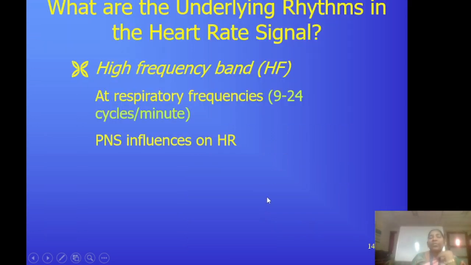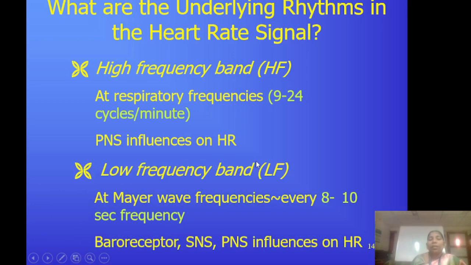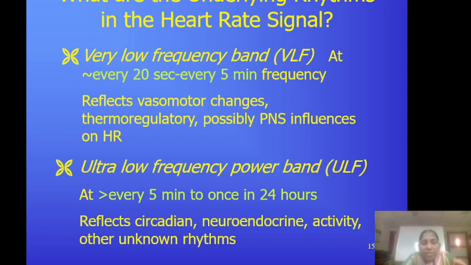Now in heart rate variability, the first one is the high frequency band. Its respiratory frequency varies between 9 to 24 cycles per minute, and the parasympathetic nervous system influences the heart rate. In the case of the low frequency band, every 8 to 10 seconds, we call it the low frequency band. The baroreceptors, sympathetic nervous system and parasympathetic nervous system influence the heart rate. Then we have the very low frequency band, measured at every 20 seconds or every 5 minutes. It reflects the vasomotor changes, thermoregulatory and possible peripheral nervous system, that is the parasympathetic nervous system, influencing the heart rate.